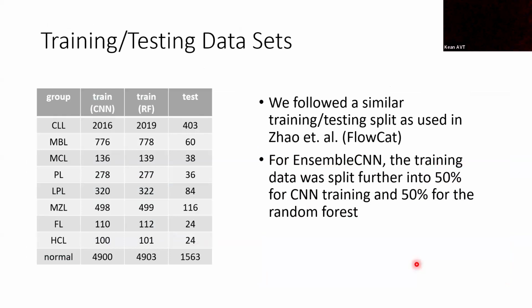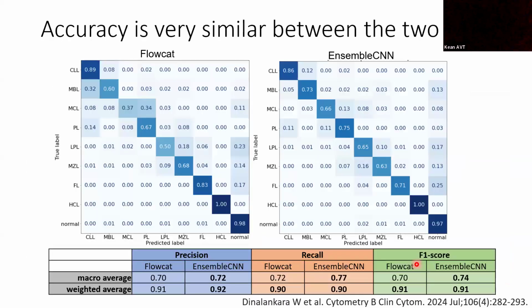We followed a similar training and testing split as was previously used for FlowCat. And we split the data for training the Ensemble CNN. Part was used for the CNNs and part was used for the random forest. And what did we find when we compared the 2? So basically the accuracy was almost indistinguishable for the two classifiers.